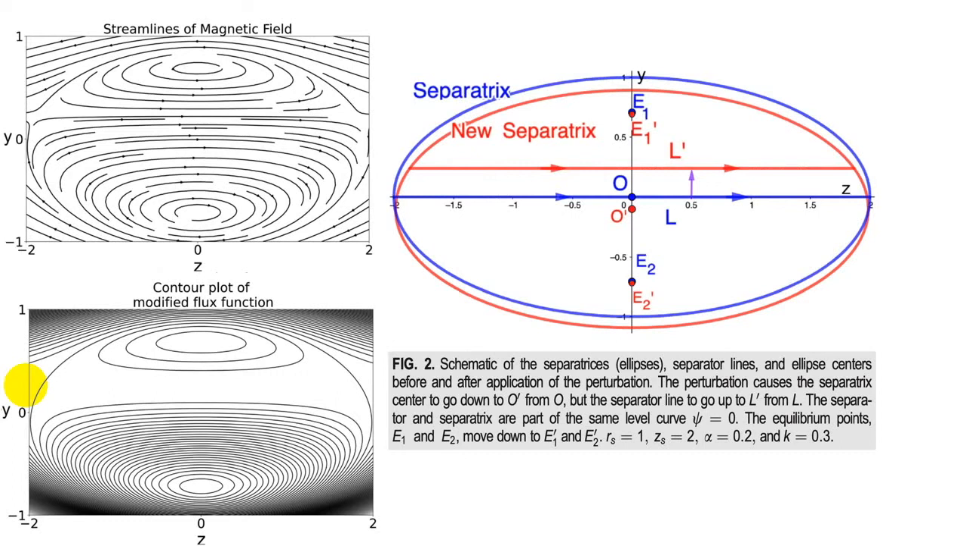And you can see that the actual situation in the physical world also matches up with what we're seeing in the separatrix. The separatrix moves down a little, the equilibrium points go down a little, and the separator line goes up a little. You can see that what we're doing is the same. So far the calculations are sort of right.